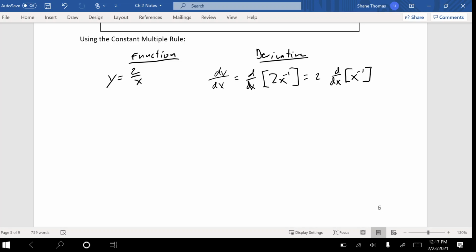All right, so now I would find the derivative of x to the negative 1. So that would be the 2, then the derivative of x to the negative 1 would be negative 1 x to the 0. Sorry, negative 2. My fault. Which gives us then negative 2 x to the negative 2. And then I have to take that negative exponent to the bottom, so I get negative 2 over x squared.